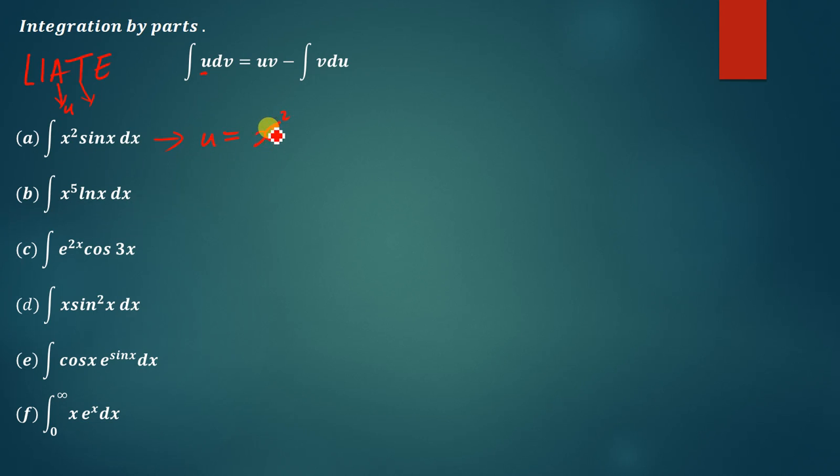Immediately after doing this, if I take my u as this function here, it means that the remaining part will be taken as dv. So what I mean is this. Let me write it here. In this question, I've taken u to be x squared, meaning the remaining part is going to be taken as dv. dv will be equated to sine x dx.